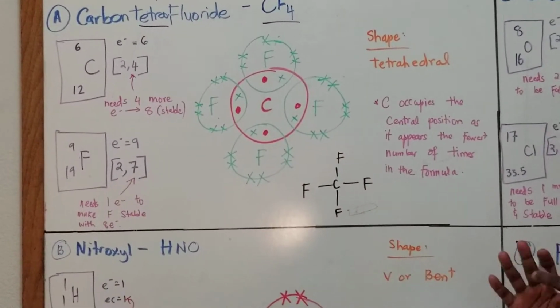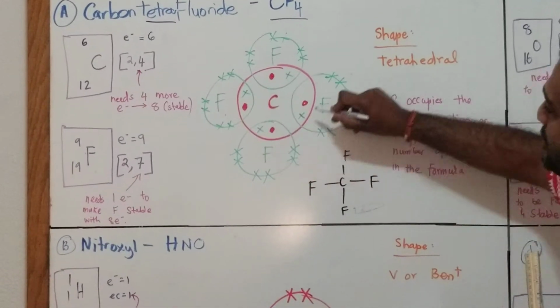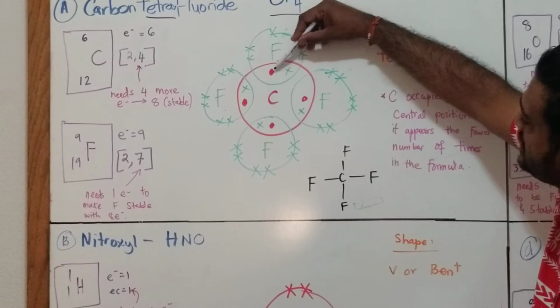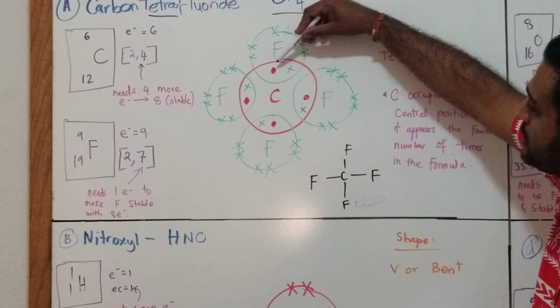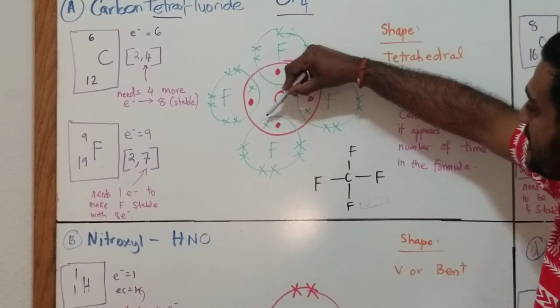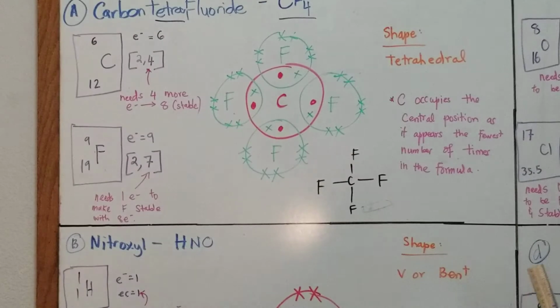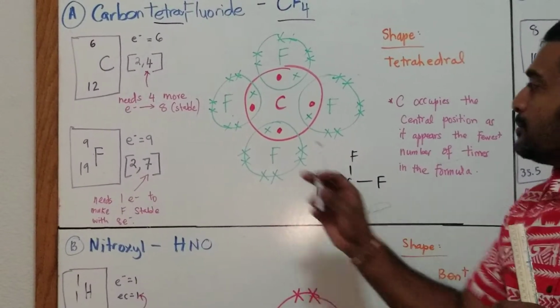Now our main aim was to make 8. So let's count the number of electrons in the red carbon circle. So everything in the carbon circle should be counted, including fluorine's crossed electrons. So 1, 2, 3, 4, 5, 6, 7, 8. Carbon had 4. After bonding, carbon has 8 electrons. Now, that is a problem solved for carbon.